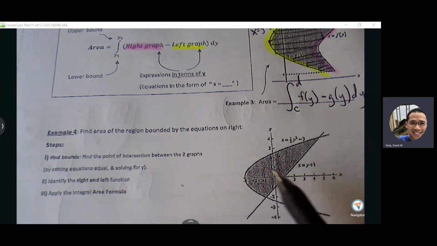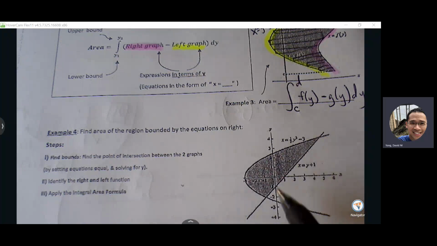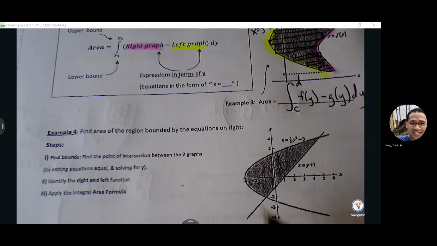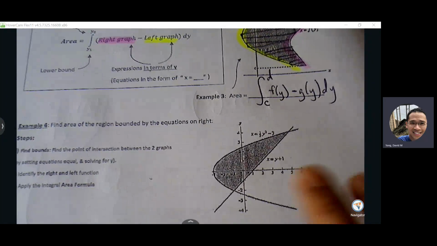Now, what relationship do you think exists between this linear graph and this parabola? Is this going to be a top minus bottom or right minus left? Right minus left. Now, I want to show you why this is not a top minus bottom, okay?